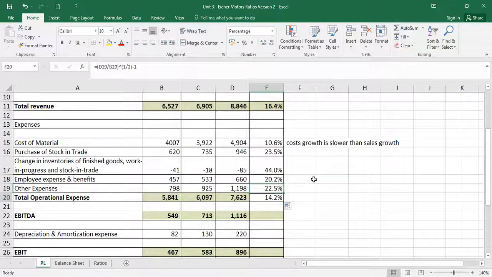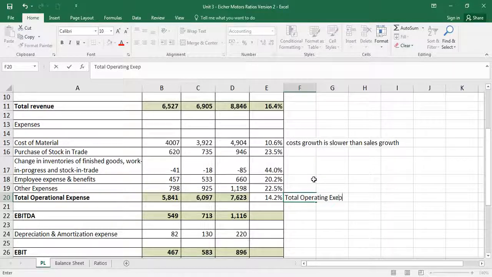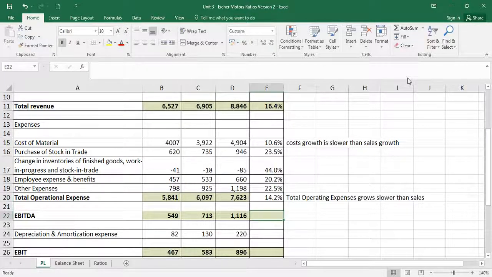Total operational expense, however, grows slower. Total operating expense grows slower than sales, right? And that's why the margins basically jump up, right? That is precisely why the margins would jump up. So just to keep the formatting intact, I'm going to put this, and there we see that there is a significant uptick in the operating profitability.